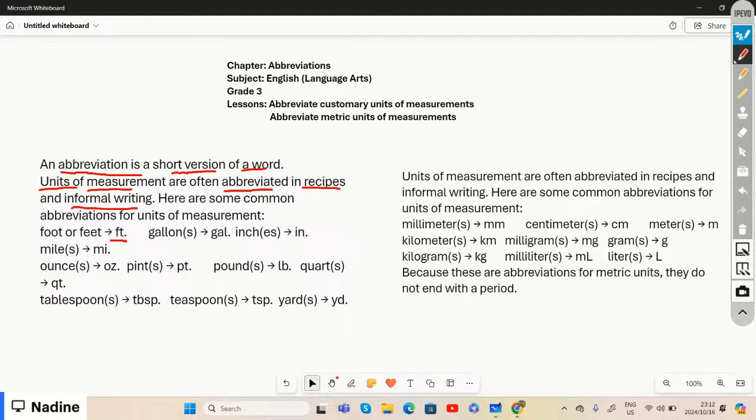Sometimes it's just the first two letters, sometimes the first four letters, sometimes the first three letters. It depends on the specific word. Because you see, with feet or foot, it's only FT, which is not even the first two letters, it's the first letter and the last letter. And then look at gallon. Gallon is the first three letters. Gallons of milk, and that is GAL, period.